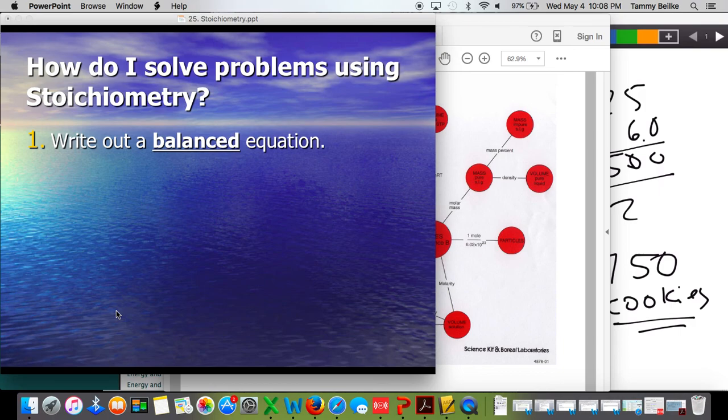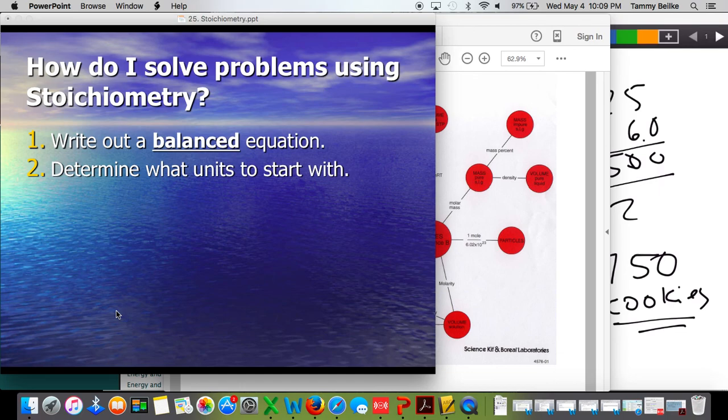If the equation is written out and it has coefficients already written in, it is probably already balanced. It would be very wrong of me or of Quality Core to give you an equation that had the wrong coefficients. Okay? So if there's coefficients already there, it's balanced. If there are not coefficients, then you need to balance the equation or check to see if it needs coefficients. Maybe it is 1 to 1 to 1 to 1. Okay? All right.